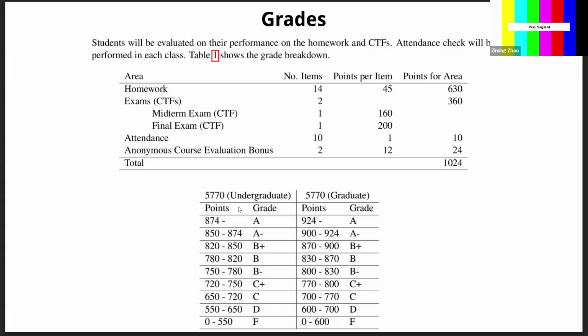We do have, like I said, first blood bonus for those 2 exams. So the total score actually is a little bit higher than 1,024. For undergraduates, this column is for undergraduates. This column is for graduates. Slightly different.